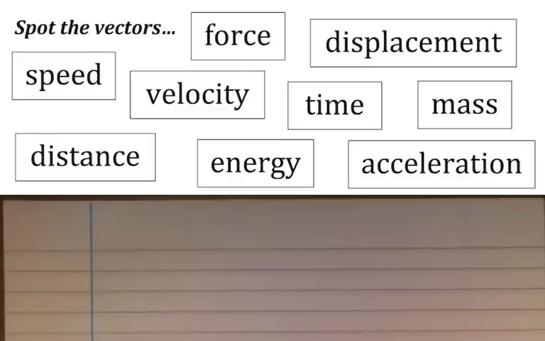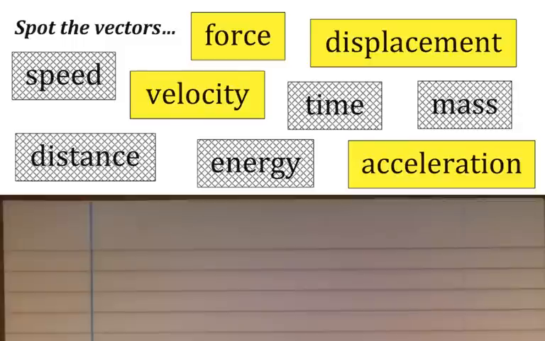Now, hopefully, when you've been looking at those, the ones that you have identified as vectors are the ones that come up here. And if I can find my pointer, so far we've got force, velocity, displacement and acceleration. We'll be doing some questions later, and I'll talk about the difference between distance and displacement, speed and velocity. But the ones which are highlighted in yellow, those are the vectors.